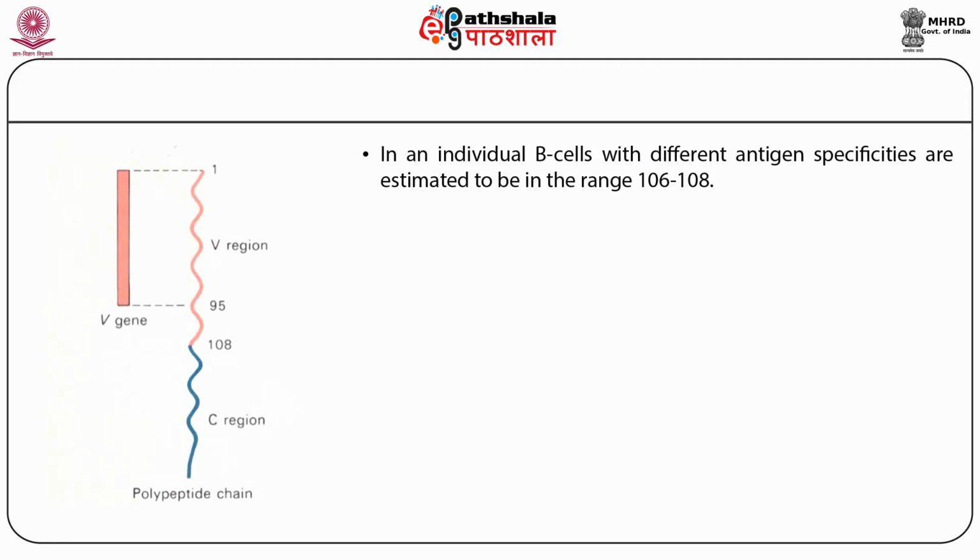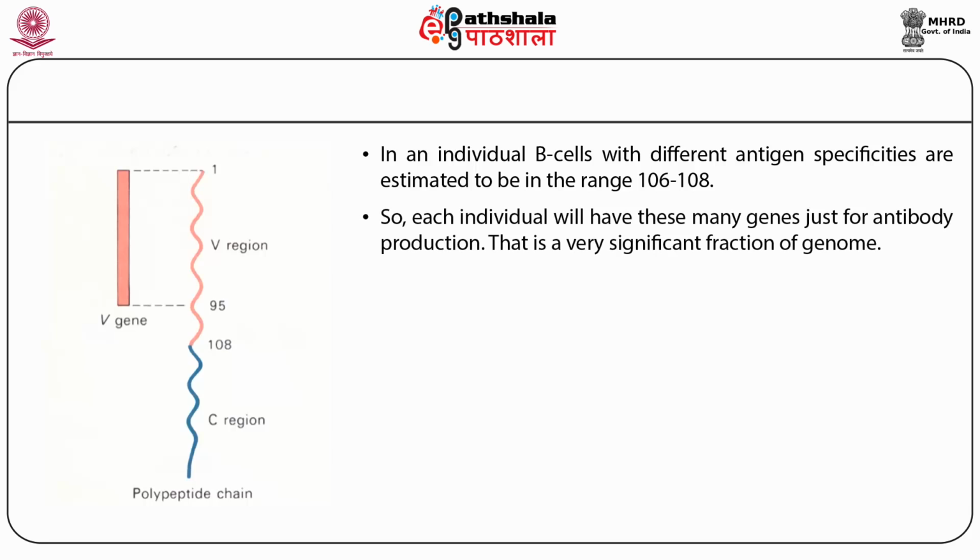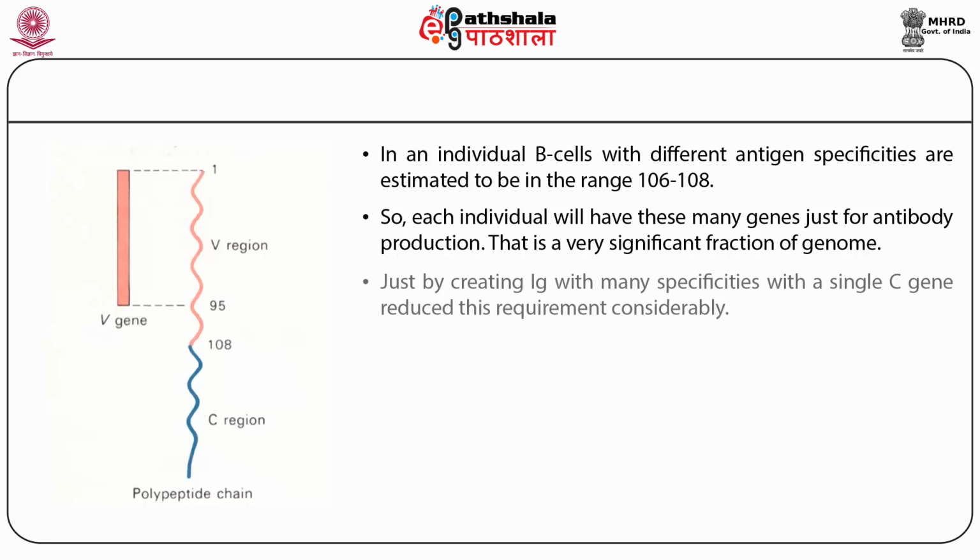In an individual, B cells with different antigen specificities are estimated to be in the range of 10 to the power 6 to 10 to the power 8. So each individual would have these many genes just for antibody production. That is a very significant fraction of the genome. Just by creating Ig with many specificities with a single C gene, this requirement is reduced considerably.